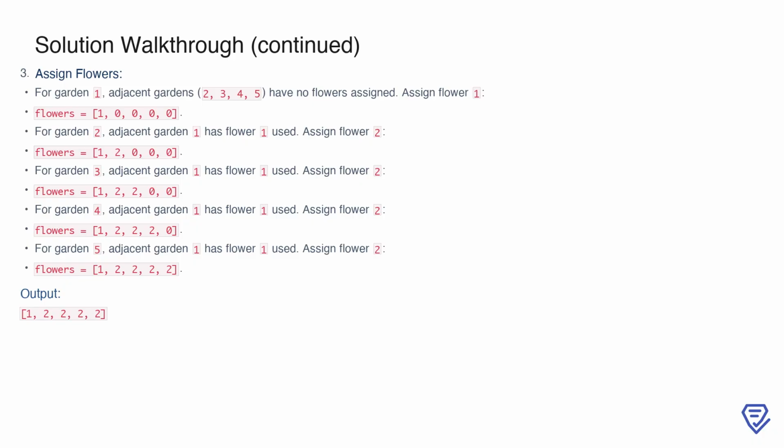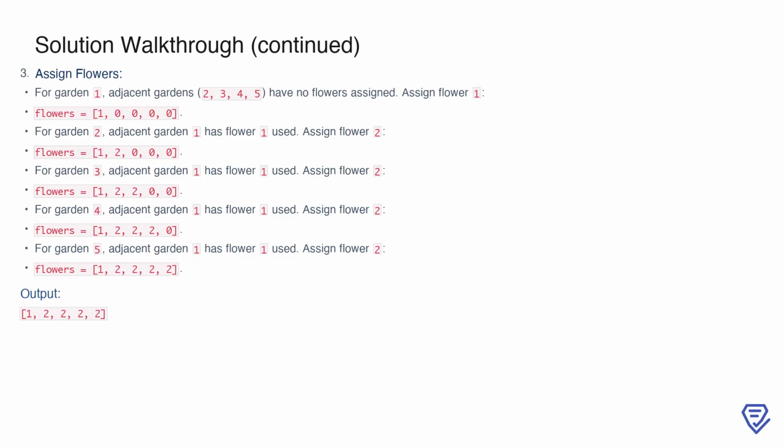We now assign flowers to the gardens. Starting with garden 1, its adjacent gardens, 2, 3, 4, and 5, have not been assigned any flowers. So, we assign flower 1 to garden 1, updating the flowers array to 1, 0, 0, 0, 0. For garden 2, its adjacent garden, 1, already has flower 1 assigned. To avoid conflict, we assign flower 2 to garden 2, resulting in 1, 2, 0, 0, 0.